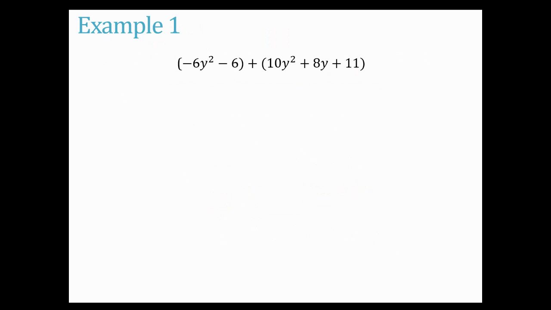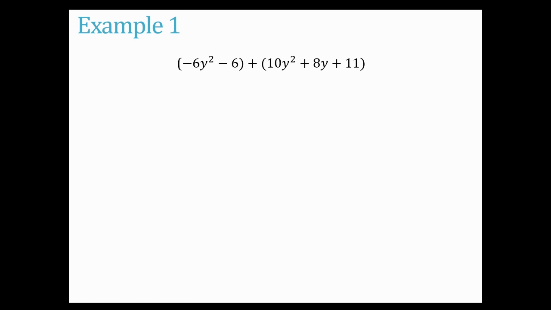Sometimes you're going to have to add polynomials that have a different amount of terms. So for example, this polynomial is a binomial because it has 1, 2 terms, and this polynomial is a trinomial, 1, 2, 3 terms. So we still apply the same rules. We want to stack our like terms. So it's going to look a little different in this case.